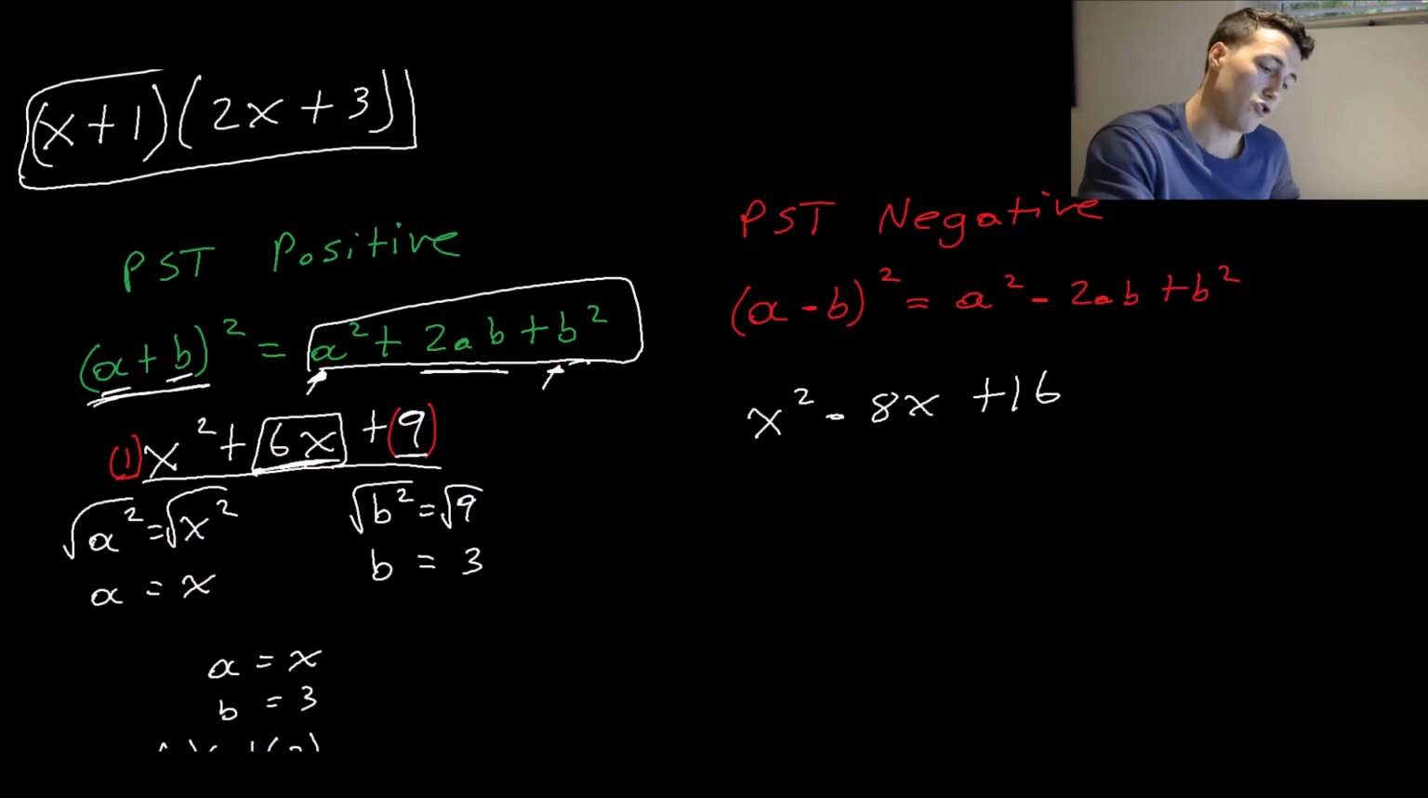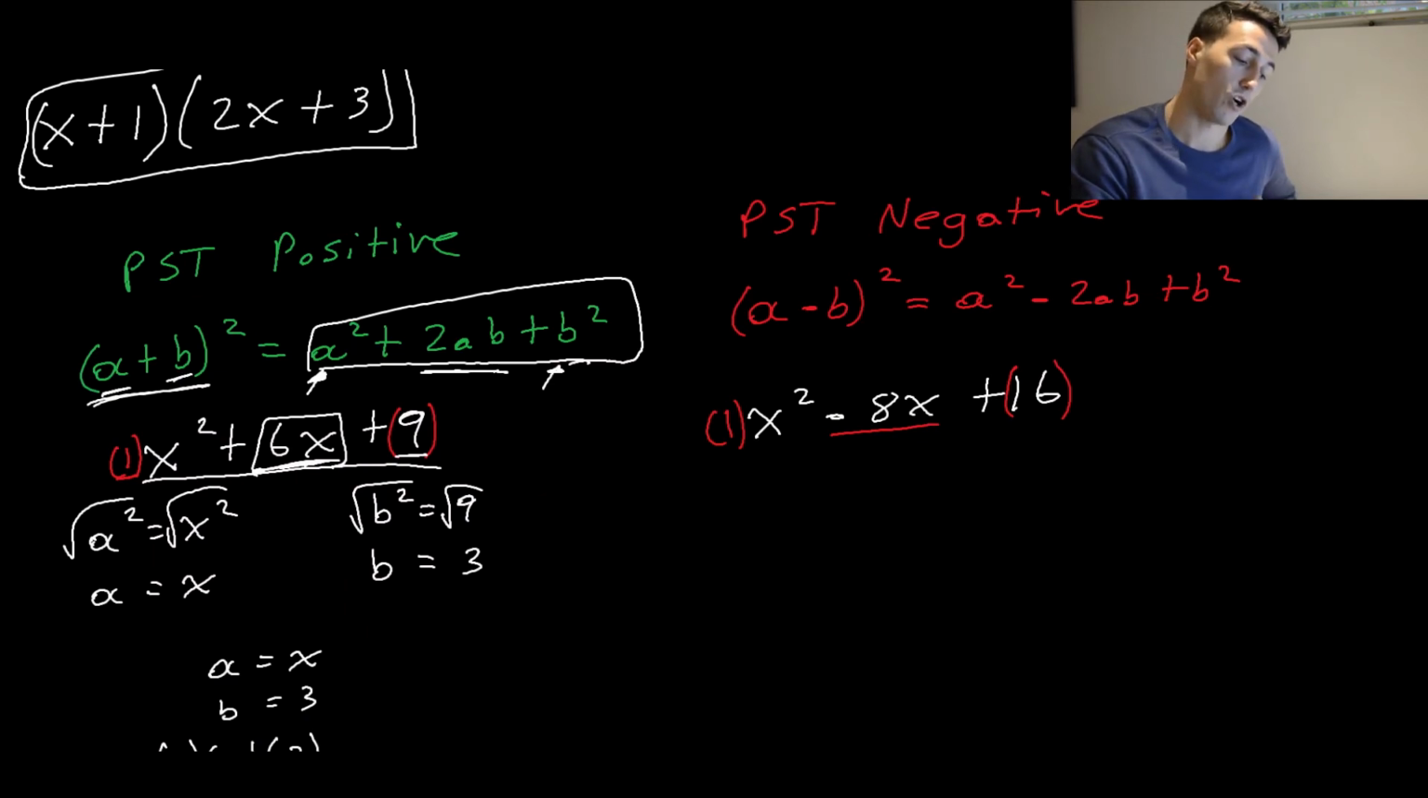So again, we could do the trinomial approach, where we take this a term, which is 1, multiply it by this c term, which is 16. 1 times 16 is 16. Write the factors of 16, and see if we get the sum to be negative 8x. But what I want you to start doing is checking to see if the pattern works, and if it does, then we can skip all those steps and just jump to the final answer, which is going to be right here.